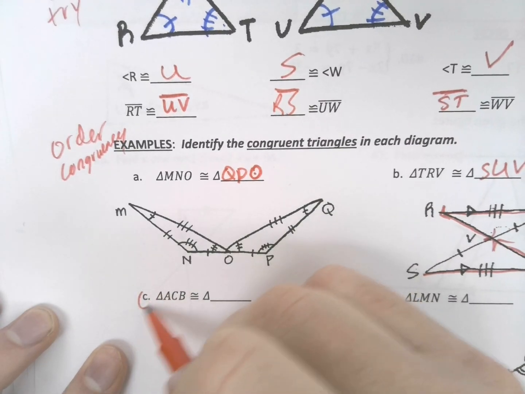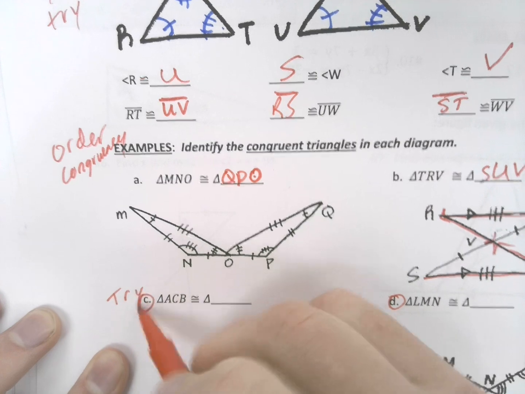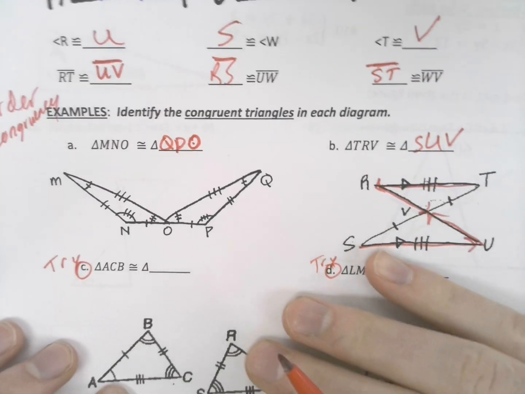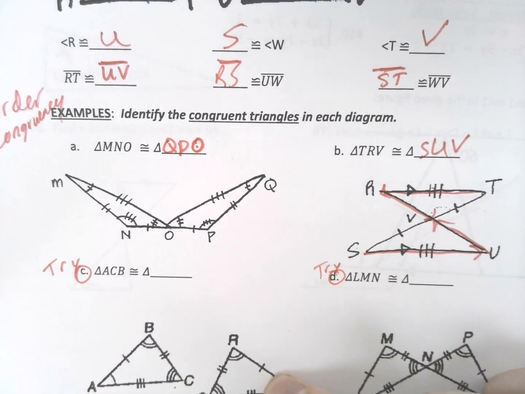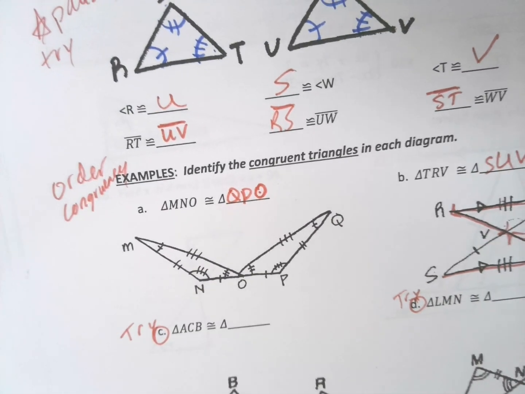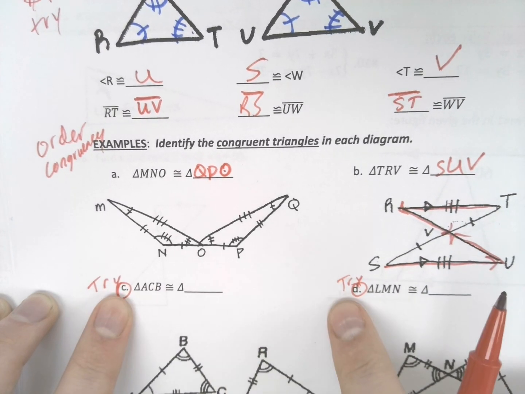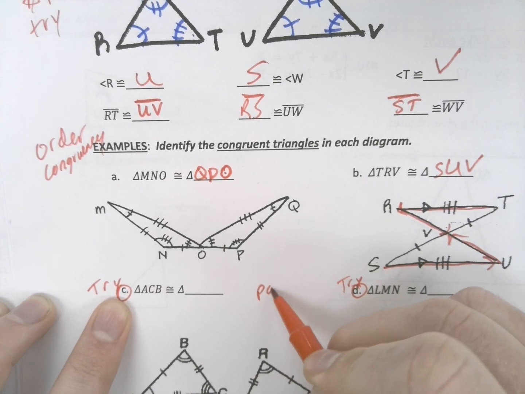So I'm going to let you guys try C and try D for me here. Again, count the rings, count the tick marks. They give away the sizes of these angles and of these side lengths. Give me your best shot on C and D. You can go ahead and pause the video.